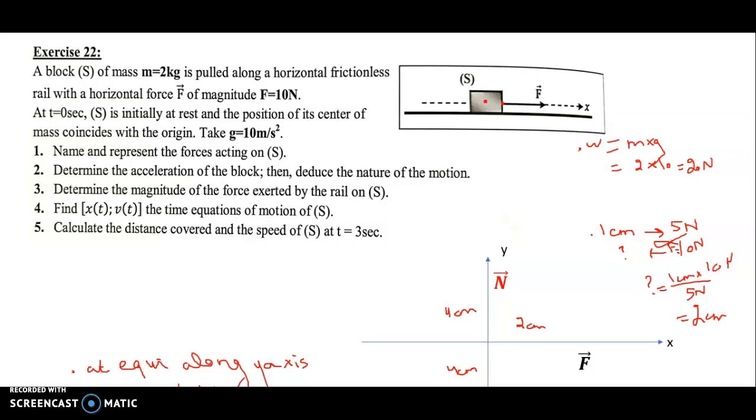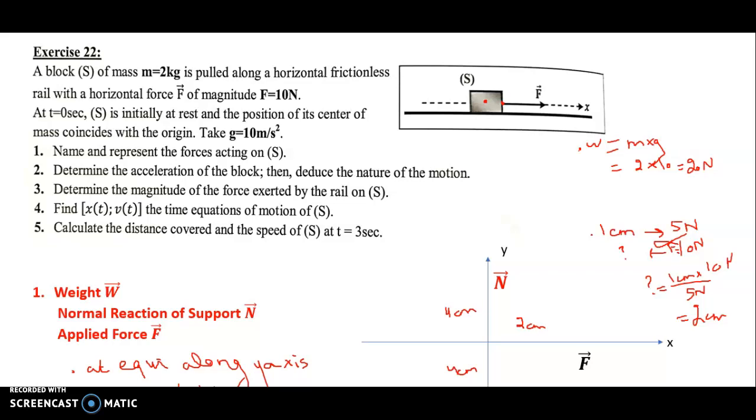The forces acting on S are the weight, the normal reaction of support, and this applied force, the F vector. Now to represent them, as long as we're dealing with a block of mass m equals 2 kilograms, we can consider this object to be a point or a particle. And given that its center of mass initially coincides with the origin, we can consider this object to be starting at the origin.